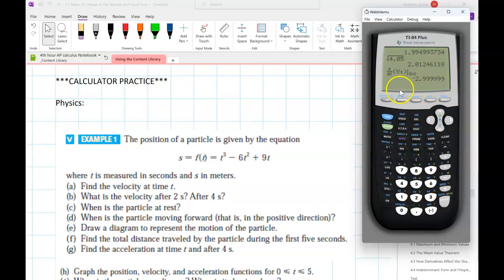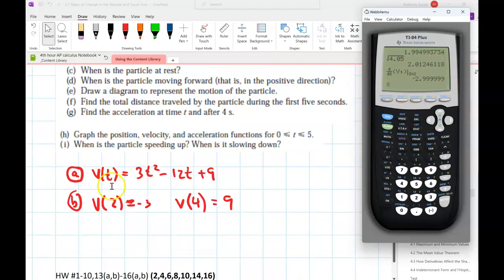-3. So that's my -3. Now, the way the calculator is actually doing this, it's not actually taking the derivative, it's doing like an approximation. But that's why it's getting something that's very, very close, but maybe not exactly. And then I can do the same thing at, say, 4.